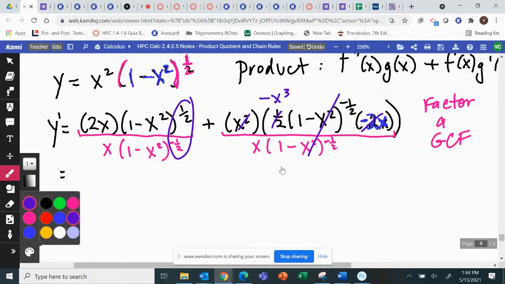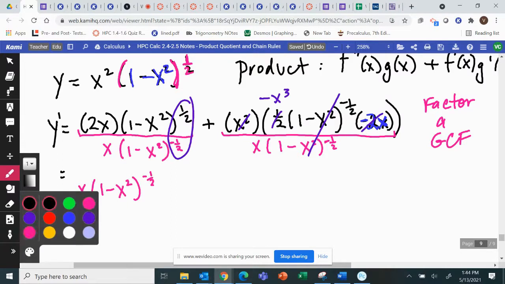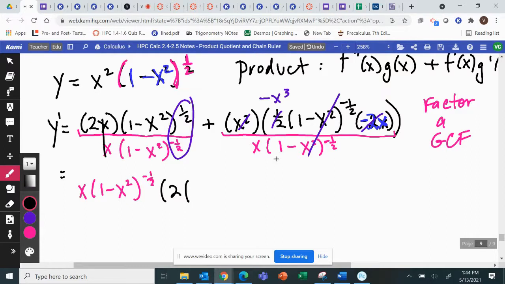So my next step is going to be what I factored out, which I'll keep in pink so you can follow. X times 1 minus x squared to the negative half. That's what I factored out. And then what I have left over in my first term will be, oh, and I factored out the x's too. 2 times 1 minus x squared to the first.